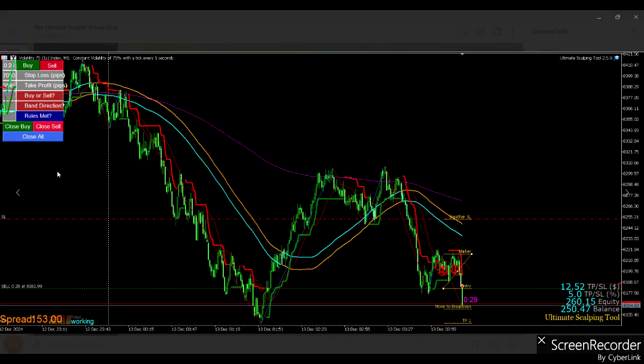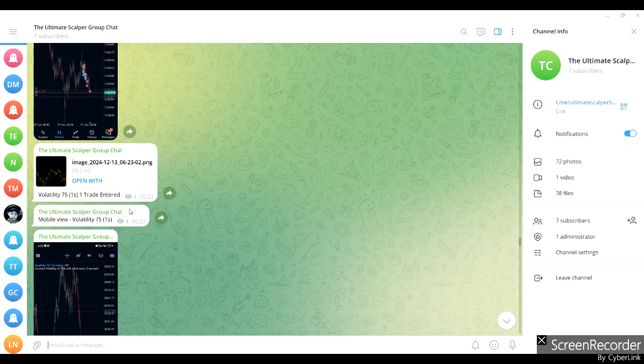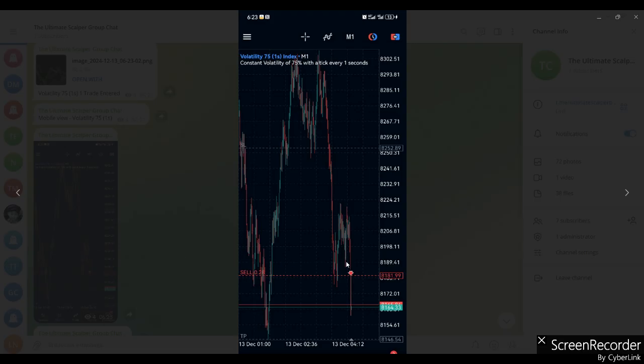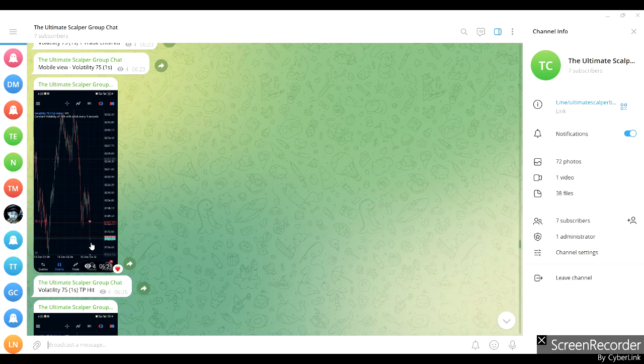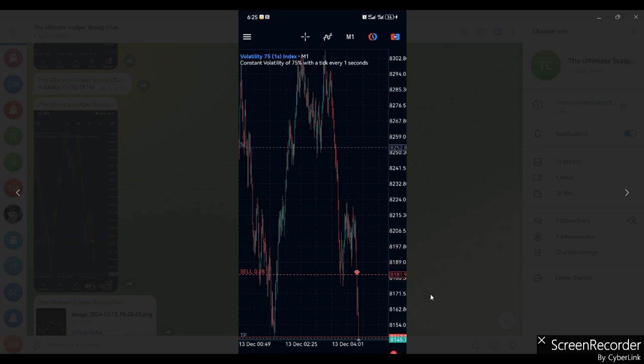And then volatility 75, I also got an entry. It was a quick one. I was actually supposed to enter here, but I didn't see it, so it moved, and my indicator kept on telling me to enter. Then I eventually entered when it broke the green line again here. Then yeah, it went down. This is the mobile view, volatility 75, and then straight away it went to TP.